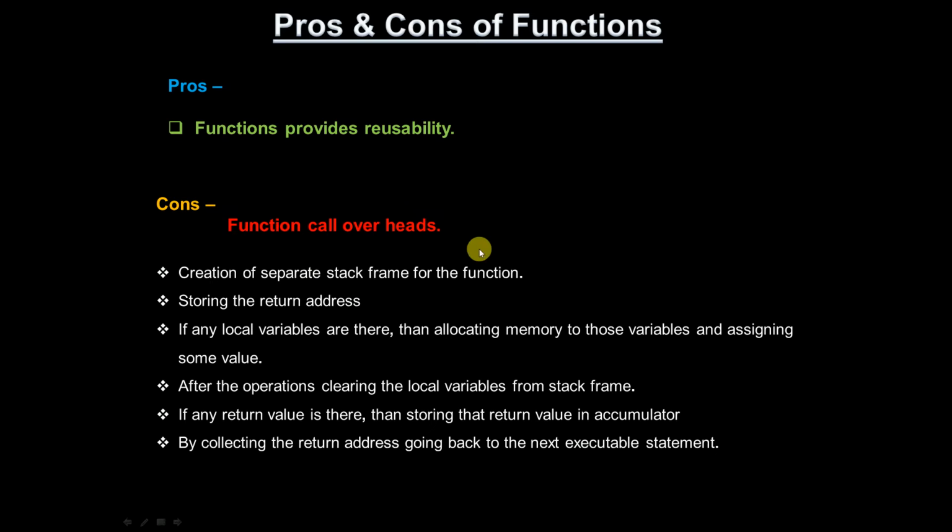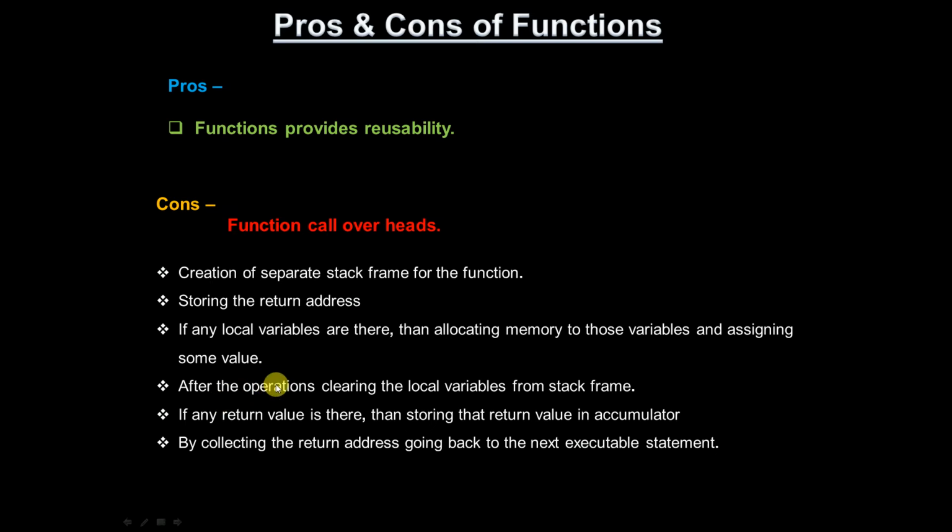Okay. So for every function, each time you call a function, a separate stack frame will be created. After creating the stack frame, it has to store the return address, which is where I have to go back to after executing the function, which executable statement I have to execute. Then if any local variables are declared inside the function, you have to allocate the memory and assign some value.